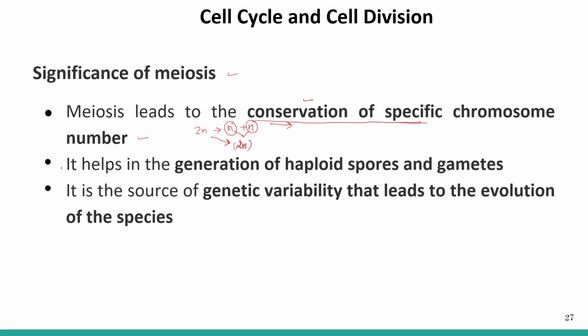What does meiosis do? It helps in the generation of haploid spores and gametes. So meiosis is involved in gametogenesis, means gamete formation. And in meiosis, we already know that crossing over takes place. There is formation of recombinants, and this formation of recombinants leads to genetic variability. So meiosis is the source of variation. And this variation gets accumulated over time and leads to evolution of a new species.